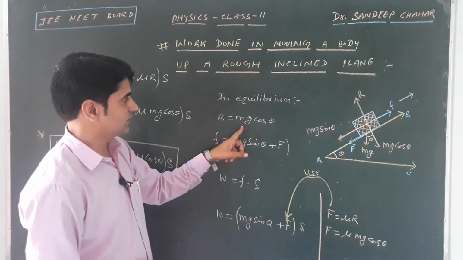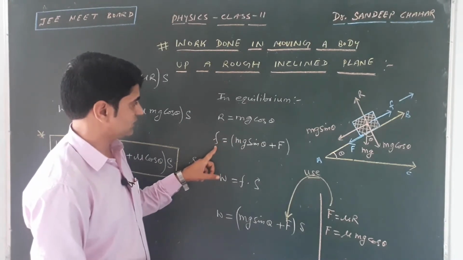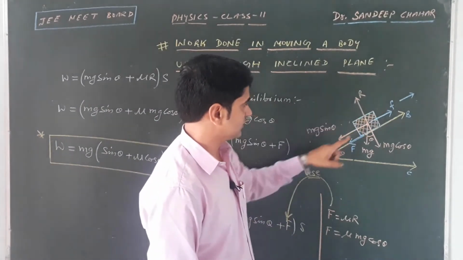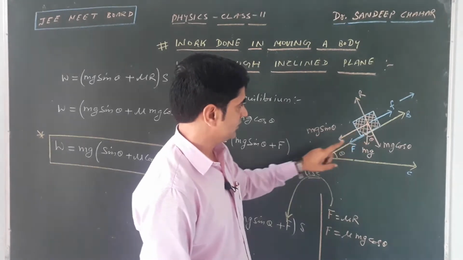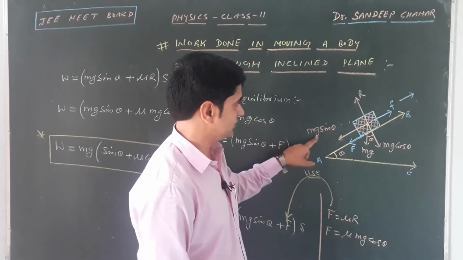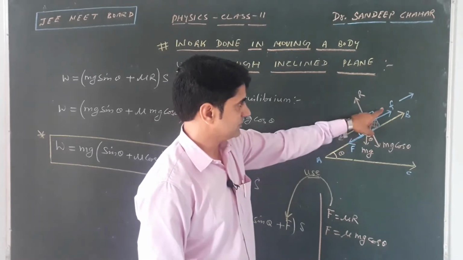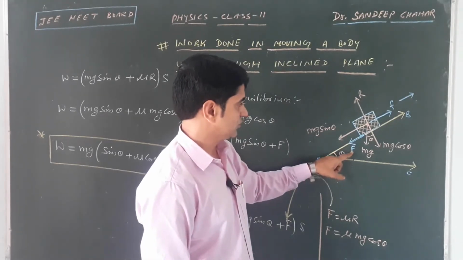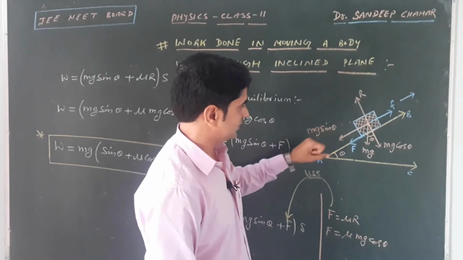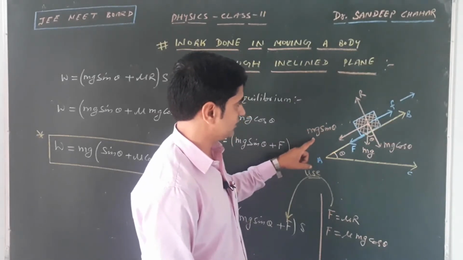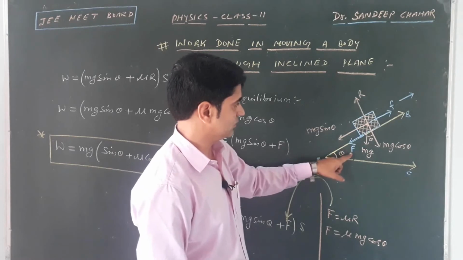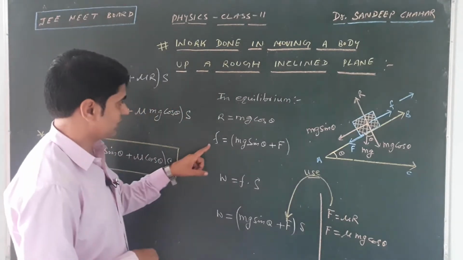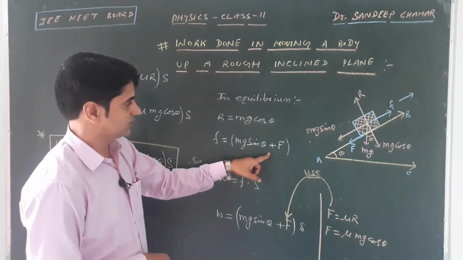In equilibrium, the normal reaction R equals mg cos theta. The applied force F equals the forces in the opposite direction: not only the force of friction, but also the component of the weight, mg sin theta. So applied force F equals mg sin theta plus force of friction. In moving the object upward, we have to apply a force at least equal to the sum of the two forces, the force of friction and mg sin theta.